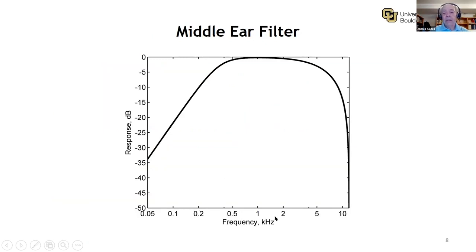The middle ear filter is a bandpass filter. It has a high pass section here with a cutoff of about 350 hertz, and we have the low pass section here with a cutoff of about 5 kilohertz. The actual middle ear filter is extremely complex. We have the ossicles, we have ligaments controlling the ossicles, we have muscles that are affecting the ligaments, and so on. This is a very simple model that gives us a good first order approximation.